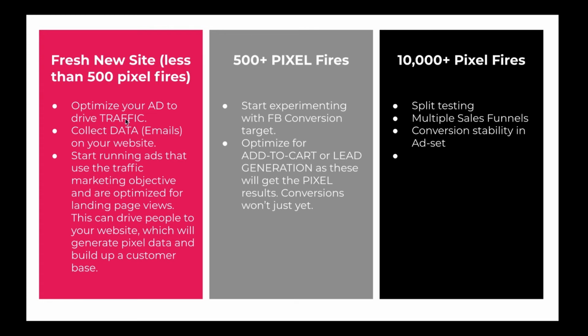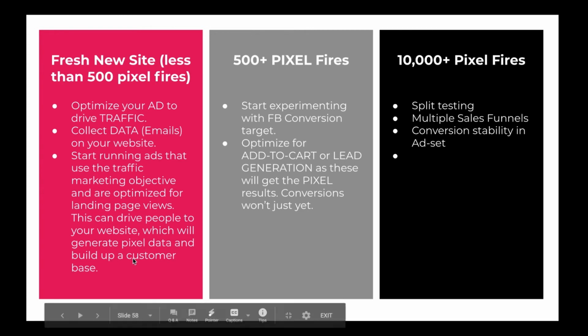So your ad should be set to traffic, and your goal will be to collect as much data on your website. Start running ads that use the traffic marketing objective and are optimized for landing page views. You can do link clicks like I mentioned, or you can do landing page views. Both of them are very similar. I explained the difference. This can drive people to your website, which will generate pixel data and build up a customer base. That customer base we can feed back into Facebook and create a lookalike audience.